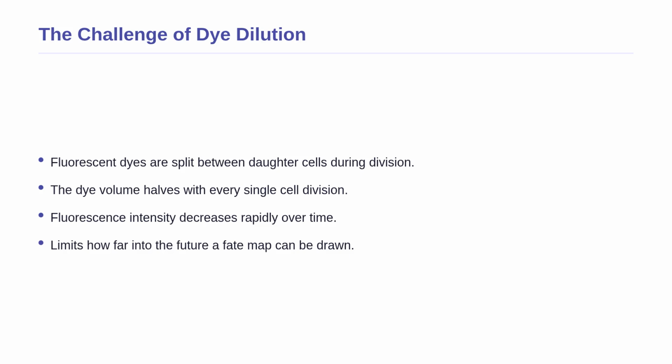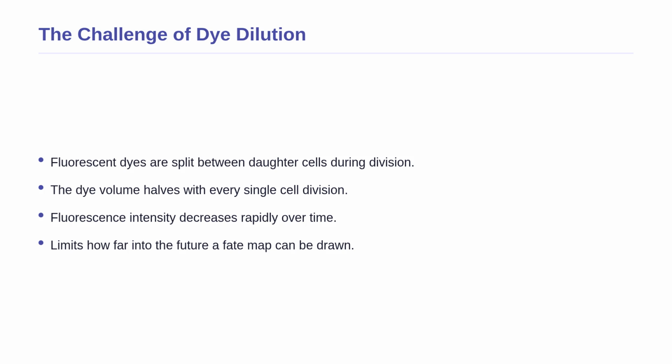Now that we have successfully calculated lineage contribution, we must address a practical limitation in the lab. When researchers inject a fluorescent dye into a single cell, that dye does not magically multiply. Every time the cell divides into two daughter cells, the dye volume is split in half. This means that as the embryo grows and cells divide repeatedly, the fluorescence intensity decreases rapidly.